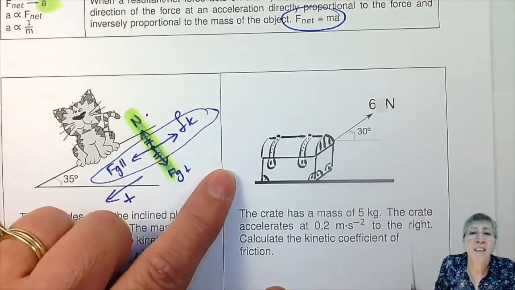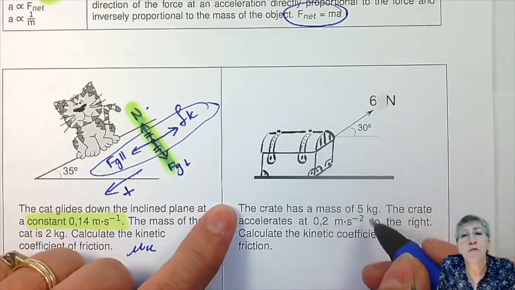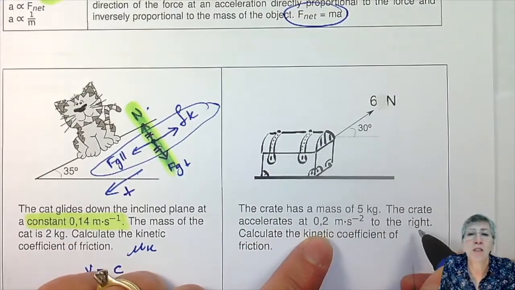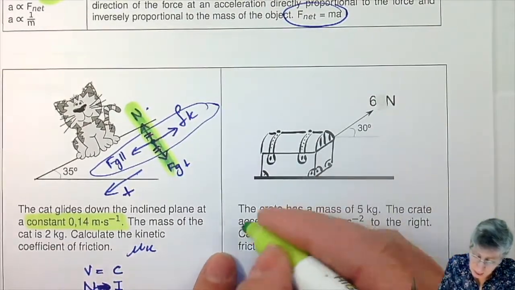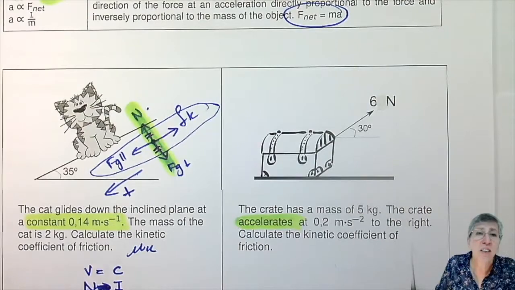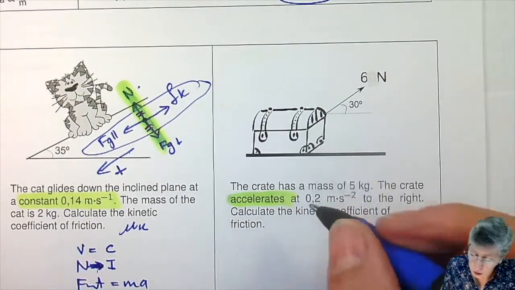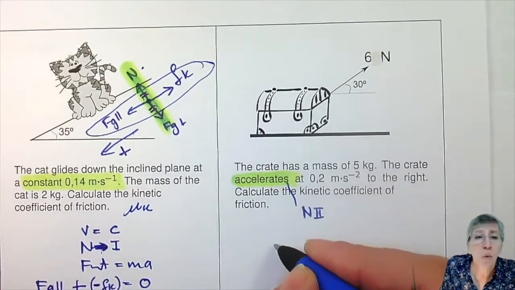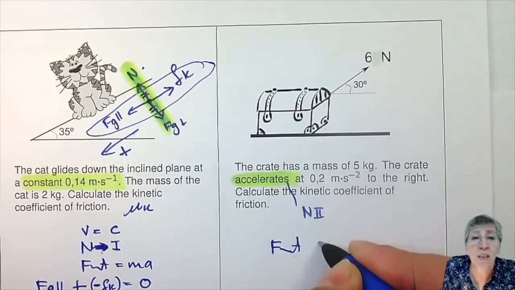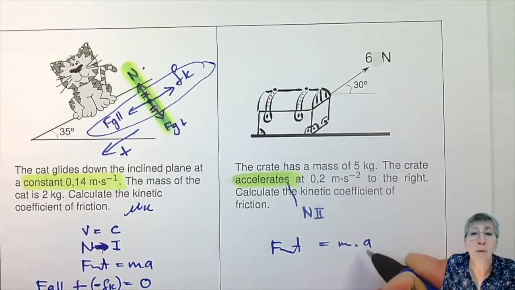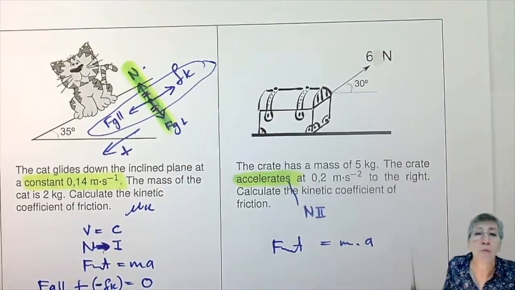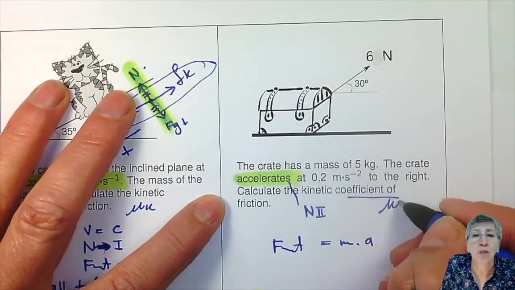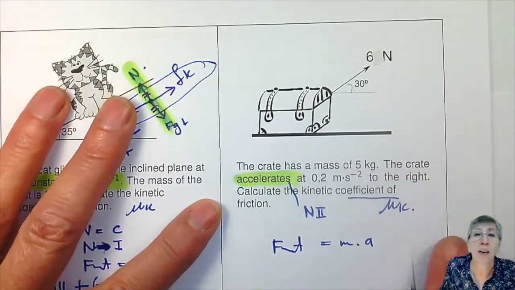Right, in the next question, the crate has a mass of 5 kilograms and the crate accelerates at 0,2 meters per second squared to the right. Immediately, accelerate. That's going to tell me I am working with Newton's second law, right? And then we always start with F net equals M times A. Because it's accelerating, there will be a net force to the right. And once again, they ask us to calculate the coefficient of friction, so we're looking for mu k again.